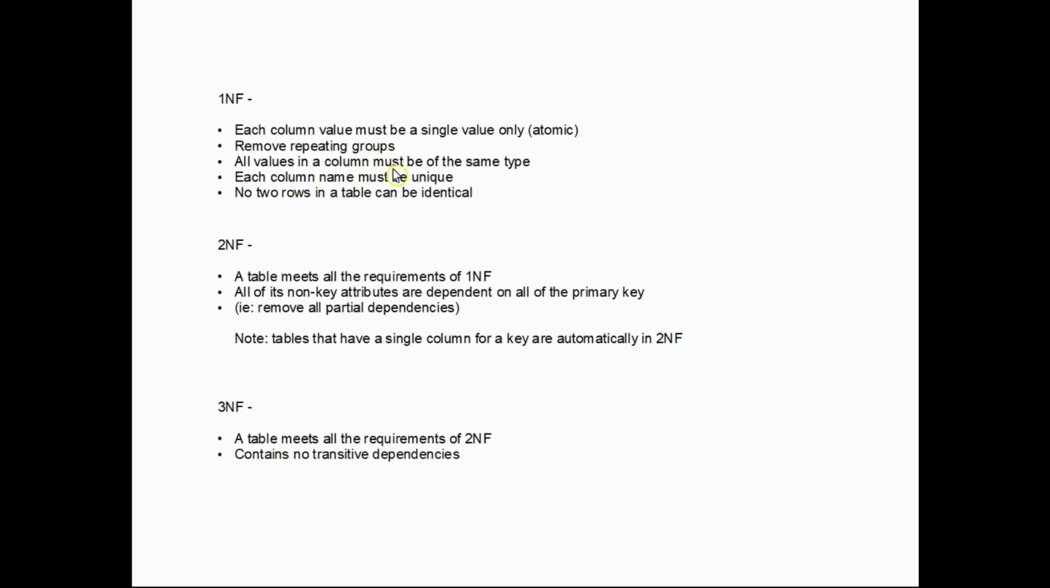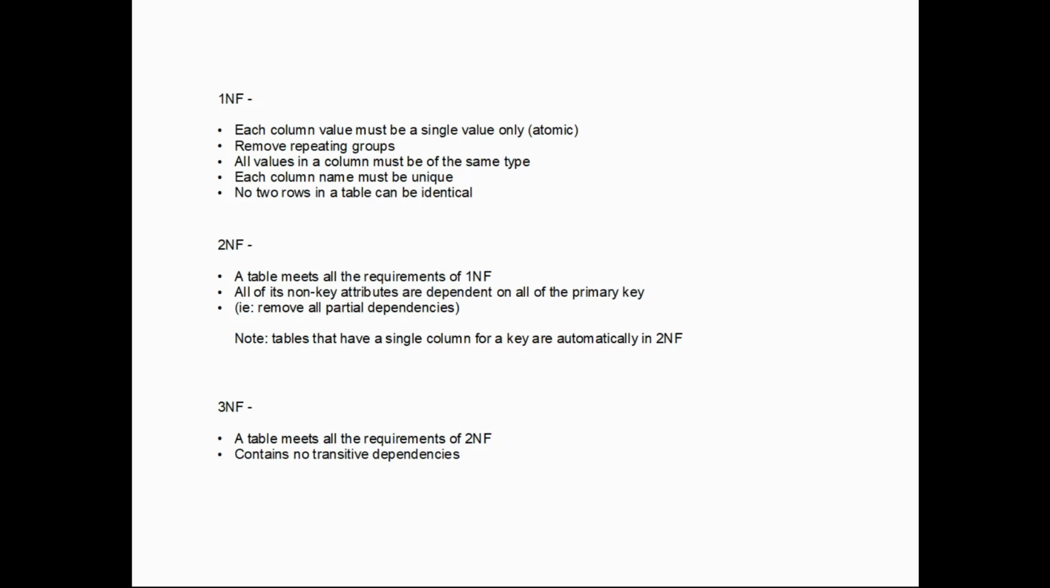All values in a column must be of the same type. So if they're all student date of birth, they all have to be student date of births. They can't be something else. If they're all company names, they all have to be company names. You can't use a person's name unless the name of the company is a person's name. Okay, so that's what that means.